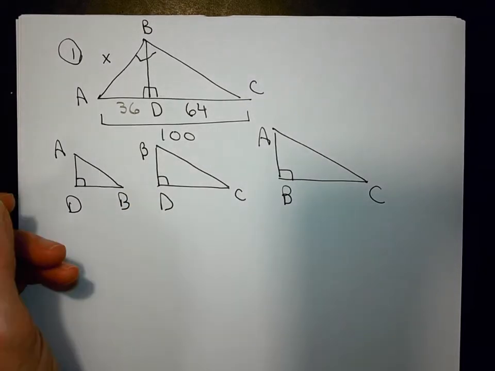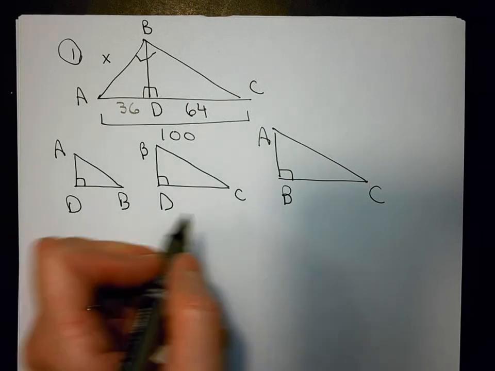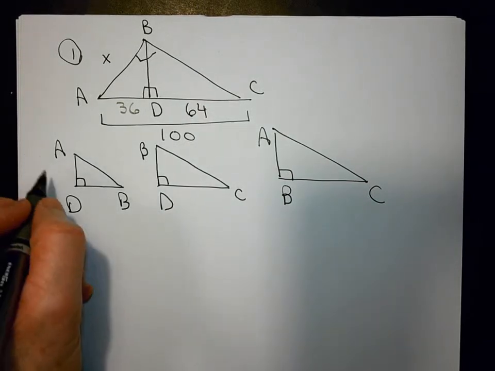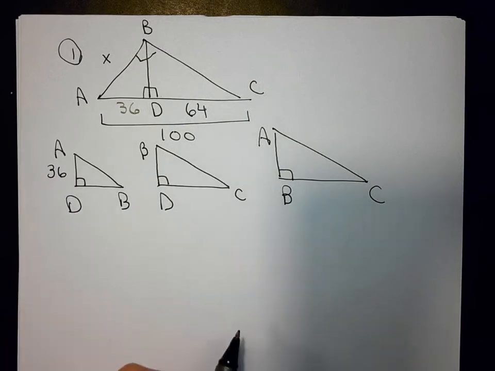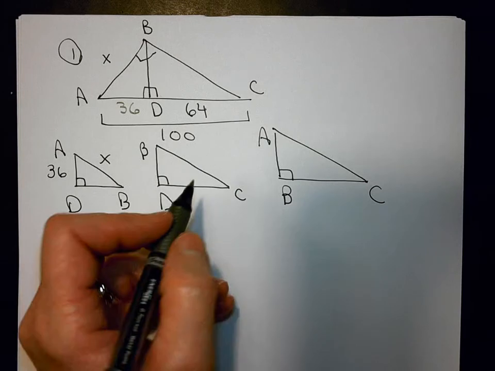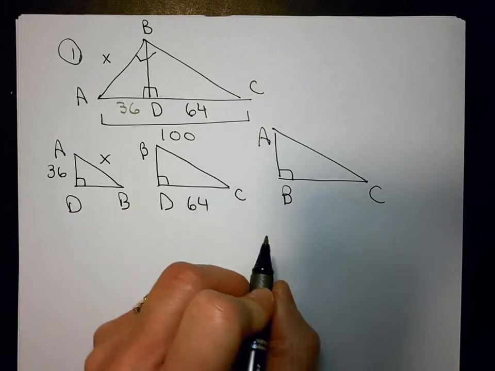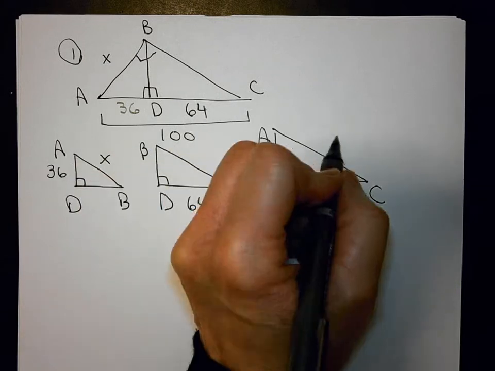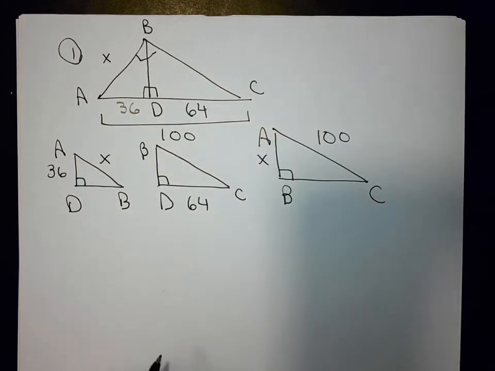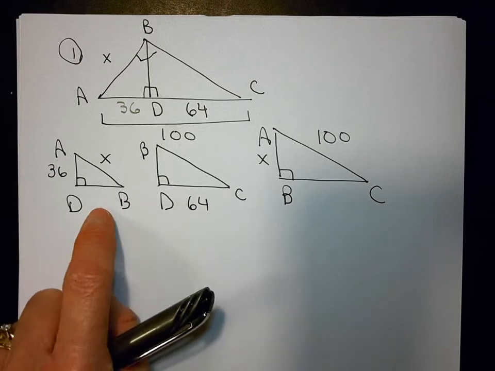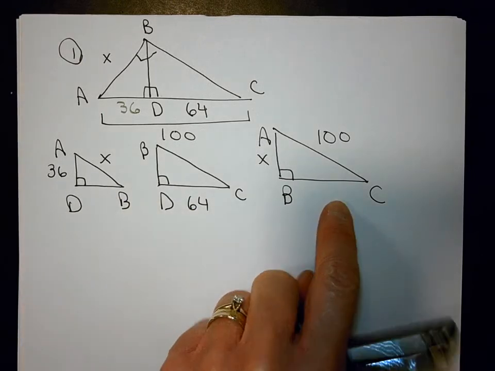Okay, so if we put on the information on the small, medium, and large off our original, we have A to D is 36, we have A to B is X, we have D to C is 64, we have A to B is X, and we have A to C is 100. So as you can see, this middle triangle only has one piece, so we're going to use the small triangle and the medium triangle.